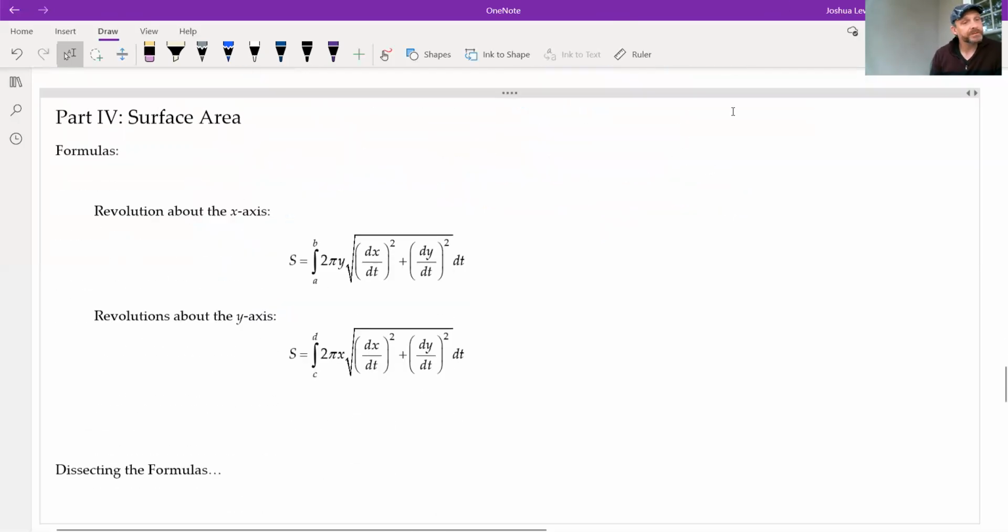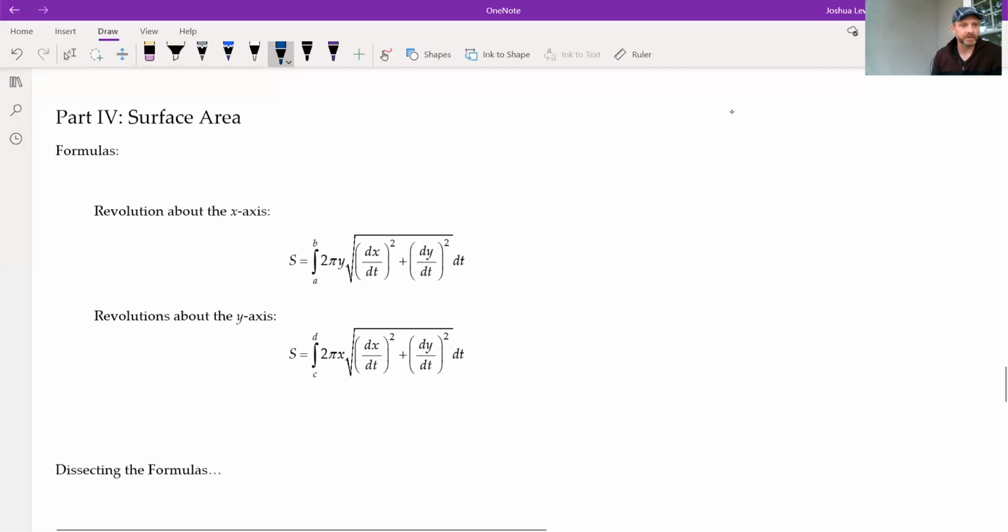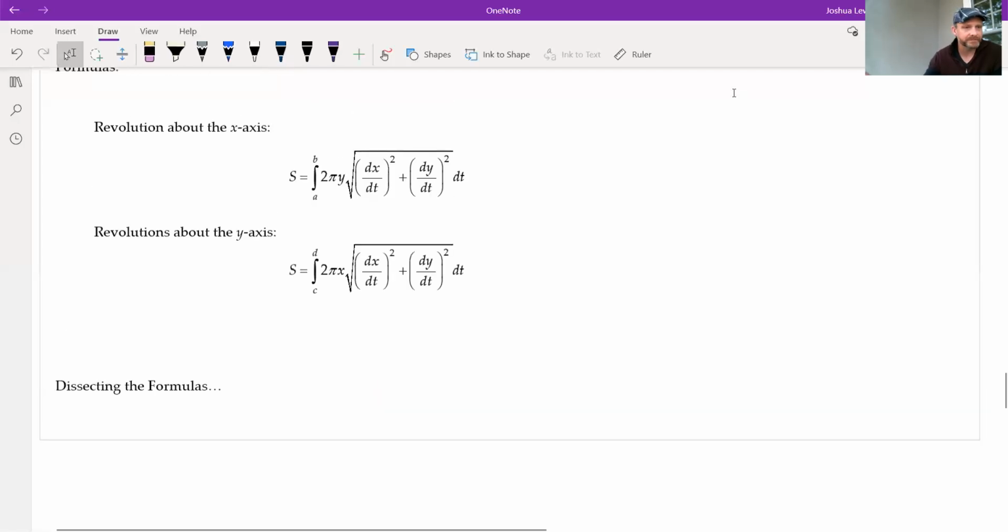The other issue is surface area. You have some curve and you want to revolve it or rotate it about the x or y axis. That generates a volume, but that volume is bounded by some surface, and that has an area.